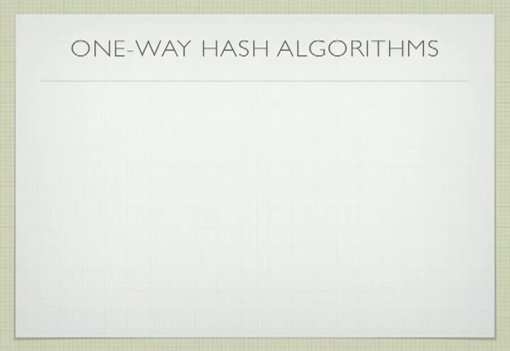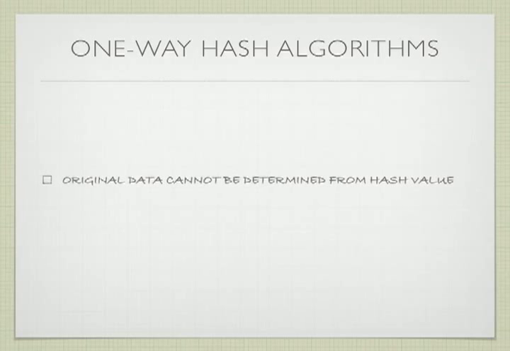So a quick look at one-way hash algorithms. You cannot determine the data from the hash value, so you can't use the hash value to bypass your encryption. It's merely a check to make sure the data is accurate.